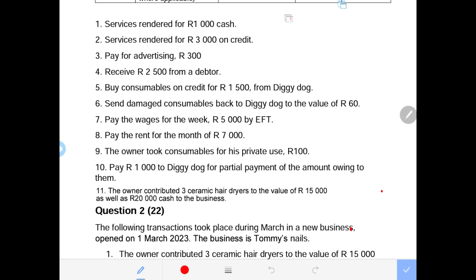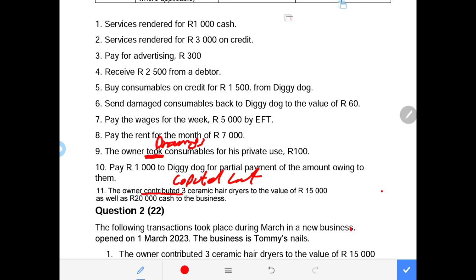If the owner took, then we know this is drawings. Unless we look at number 9, where the owner contributed, then this is capital contribution, because the owner contributed. In this case, the owner took. If the owner took, that is drawings.